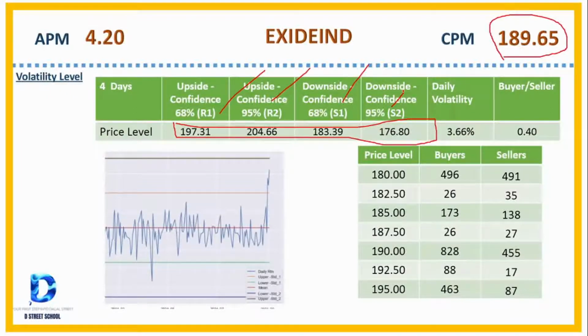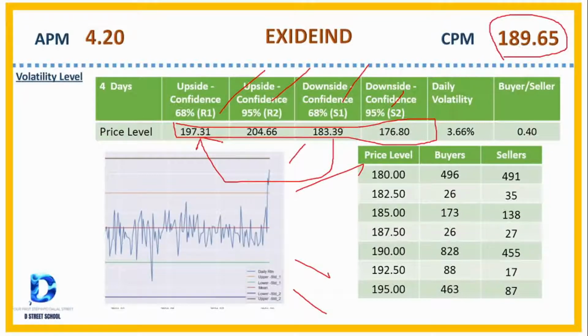So let me tell you how we will interpret this data. This is R1, this is S1, this is R2, this is S2. I can tell you with 68% confidence that in the next 4 days, EXIDE India will trade between 183 and 197. The remaining 32% chance is that EXIDE India might trade outside of the range, either upside or downside.